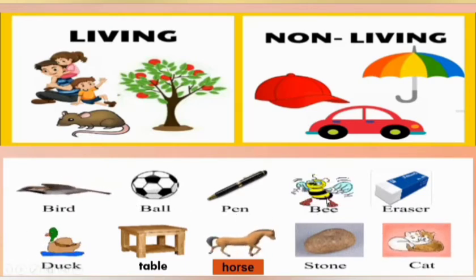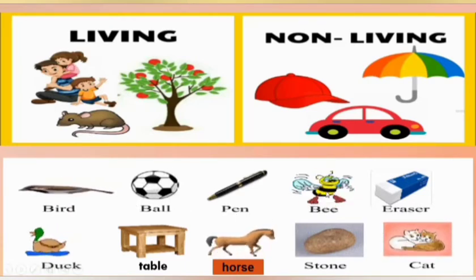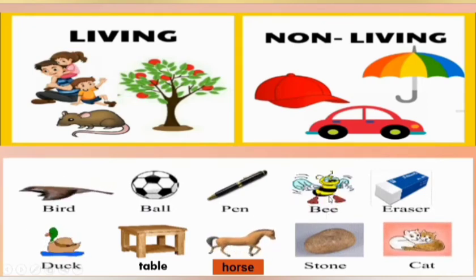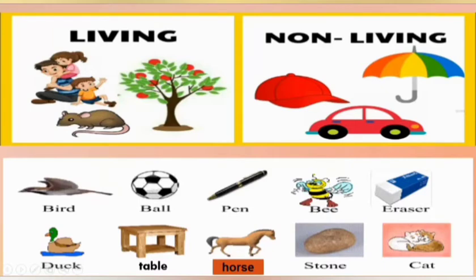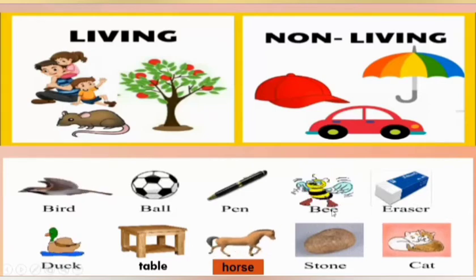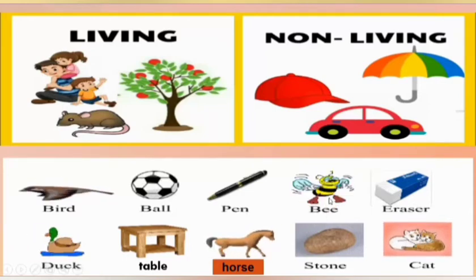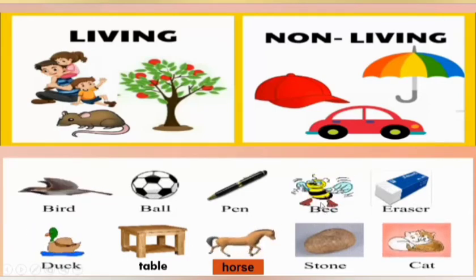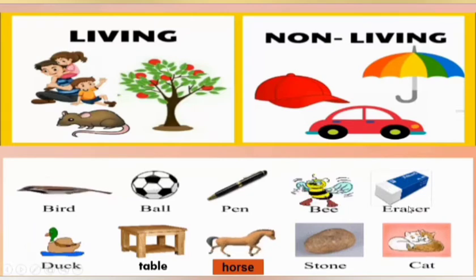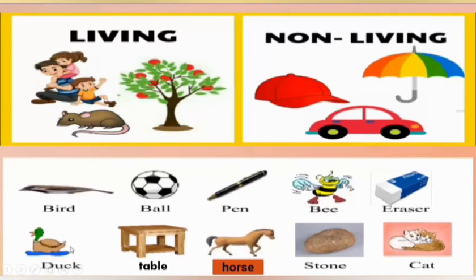Is a bee a non-living or living thing? Yes, a bee is a living thing. Why? Because a bee is an insect. It can move, it can have babies. So a bee is also a living thing. Eraser is a non-living thing.